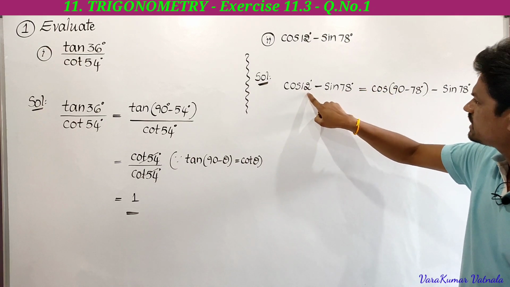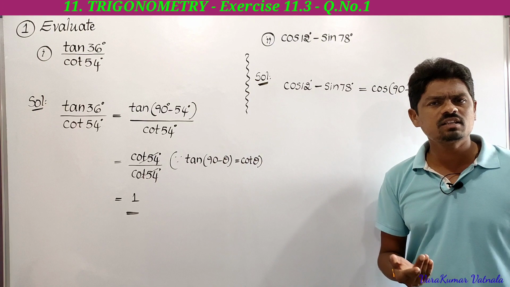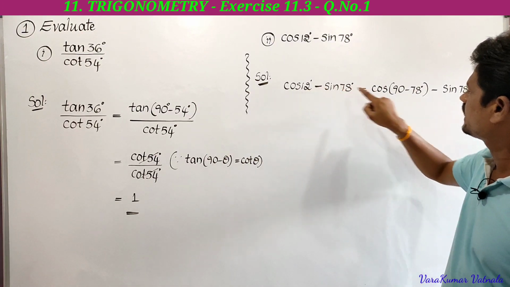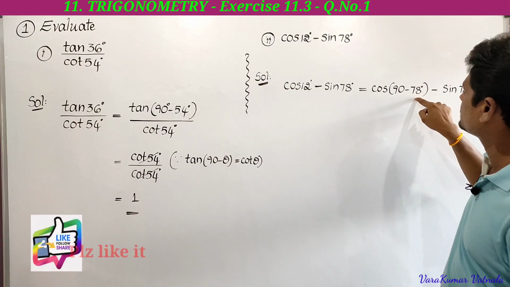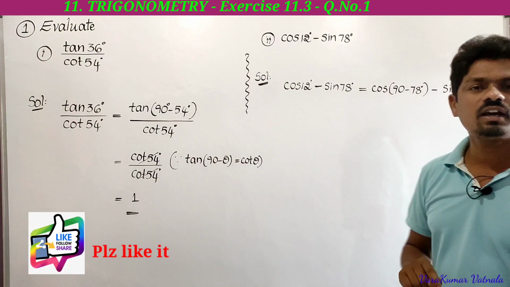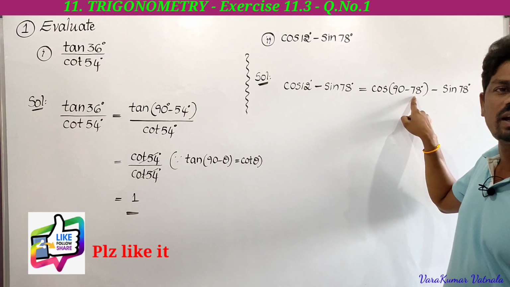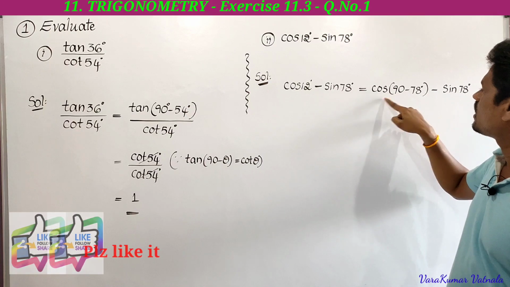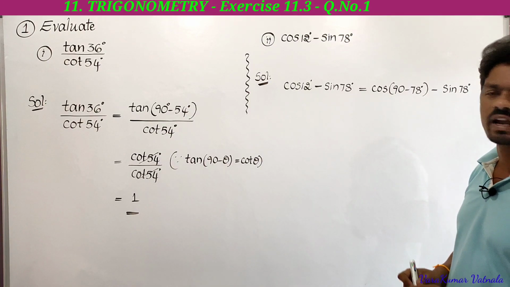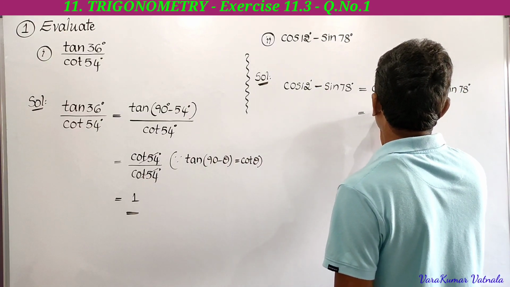12 degrees I have written as 90 minus 78. 90 minus 78, again we get 12 only. So here cos 12 degrees I have written as cos 90 minus 78. We have cos 90 minus theta equal to sin theta. Here the theta value is 78. So here it is in the form cos 90 minus theta. Cos 90 minus theta equal to sin theta. So here we get sin 78 degrees.